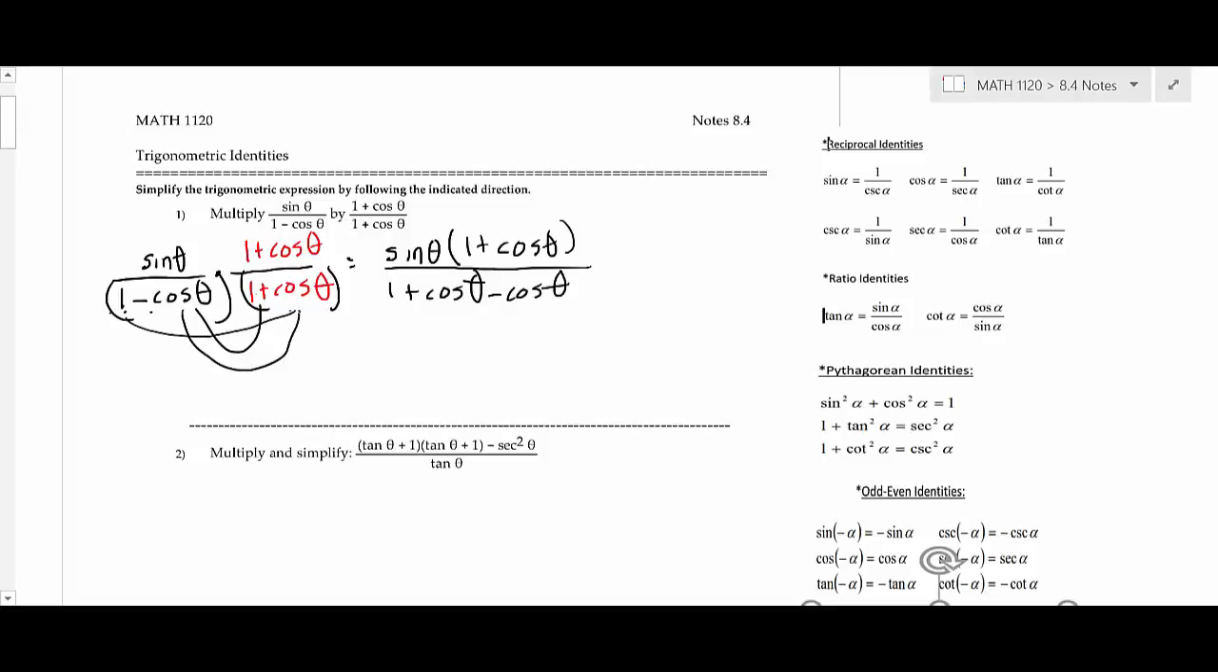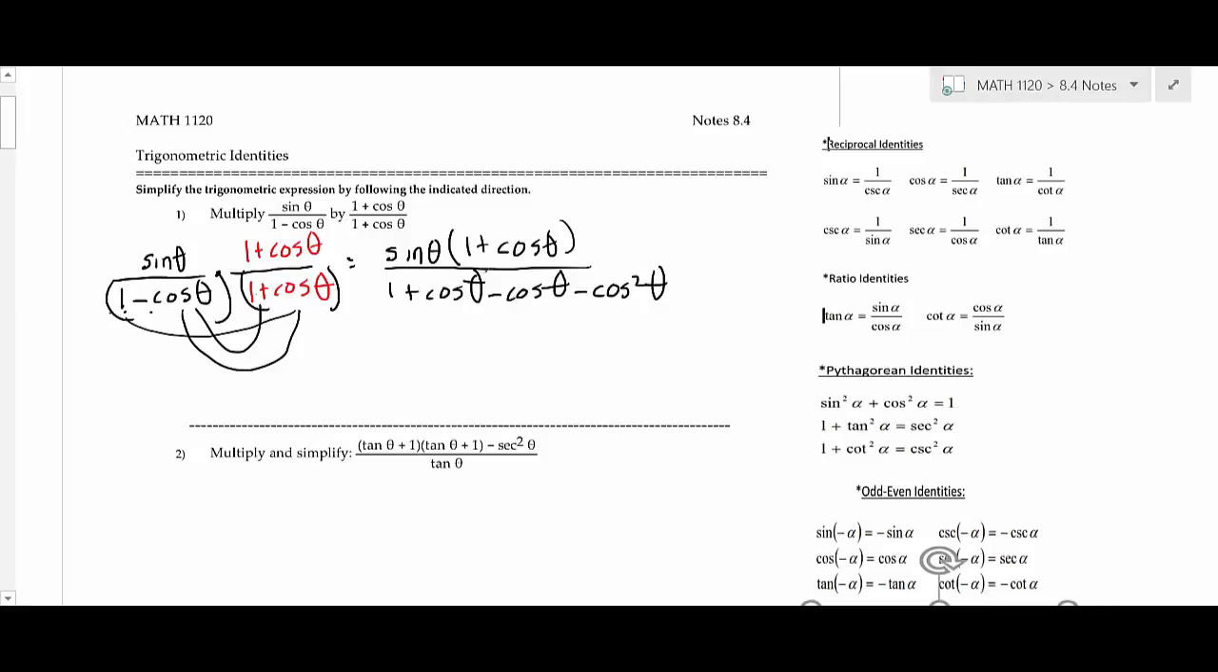And then the last term, what's the last term? Cosine times cosine is what? Cosine squared theta, right? And it's a negative times a positive. So that would be minus cosine squared theta like that. So you're going to do a lot of factoring and FOIL and multiply in this section, working with trigonometric expressions.